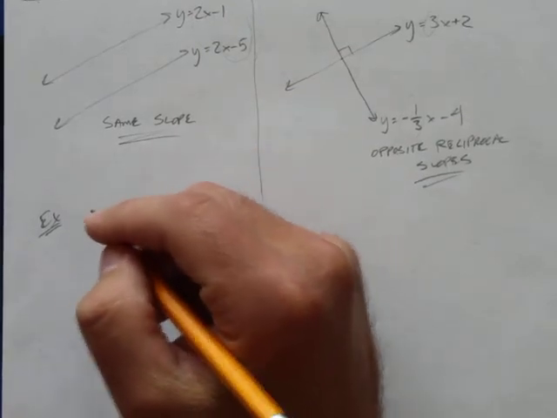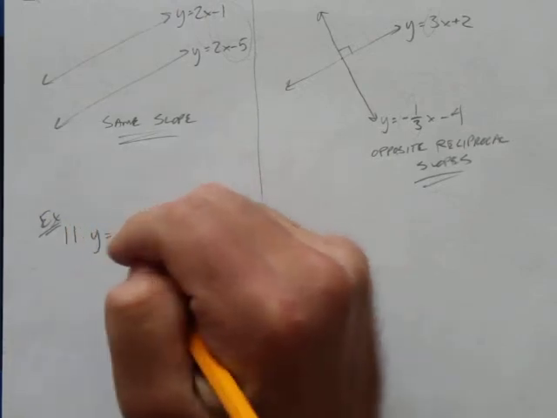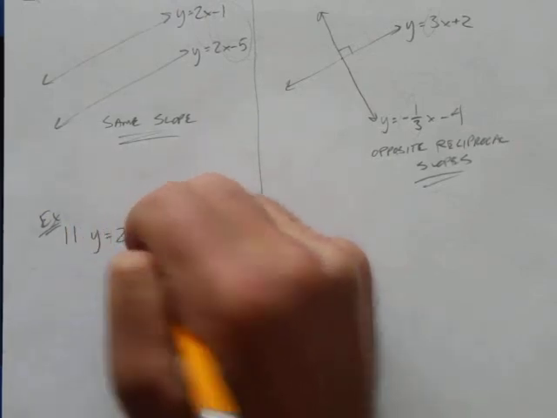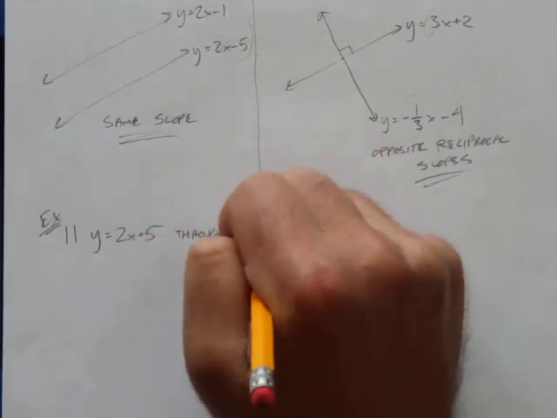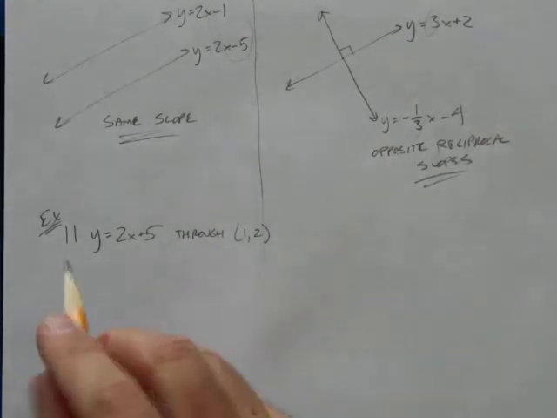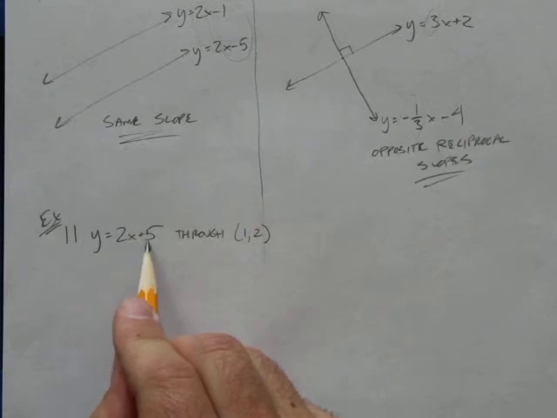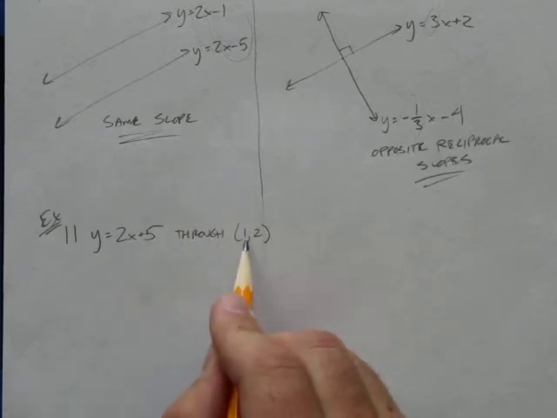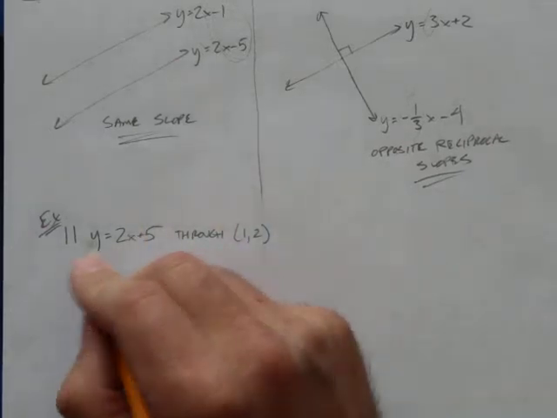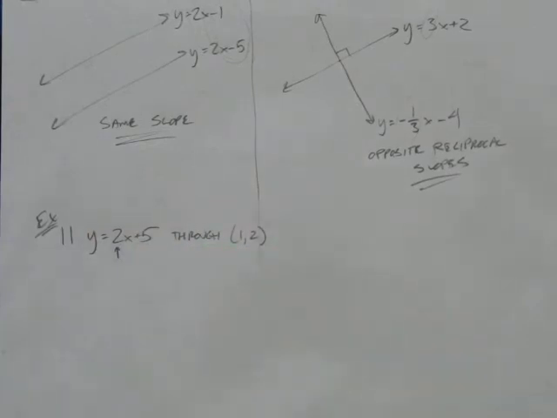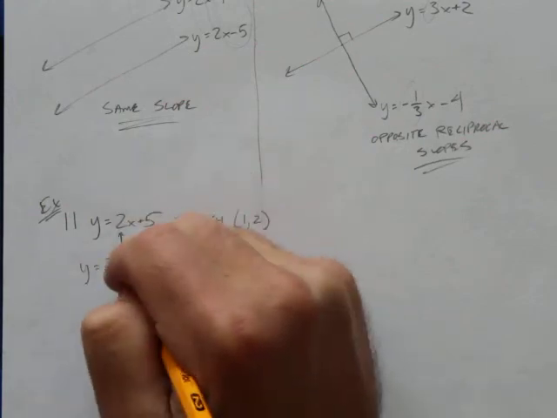So I want a line that is parallel to y equals 2x plus 5, and it's got to go through 1, 2. Okay, I need the equation of a line that's parallel to y equals 2x plus 5, and it goes through point 1, 2. I know my slope. Remember, if it's parallel, my slope is this. So it's 2. So y equals 2x plus b.